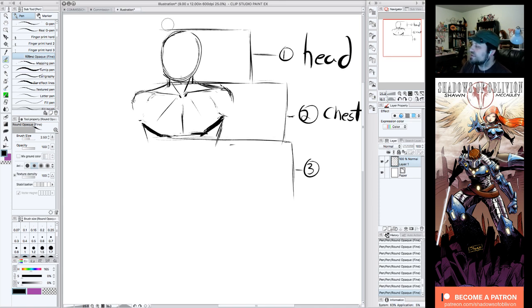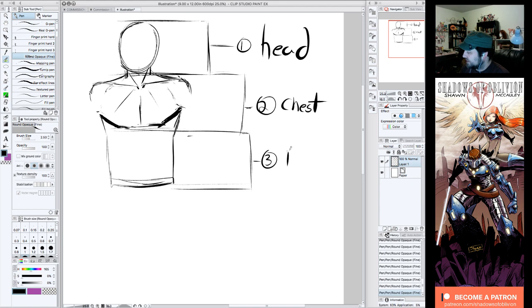So if I measure, sorry, I got one head length down here. The next head length down is, simply put, just going to be our waist, kind of where your belt would sit. So third head length down, I'll just put belt here.